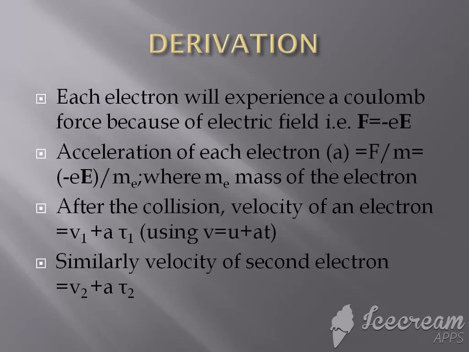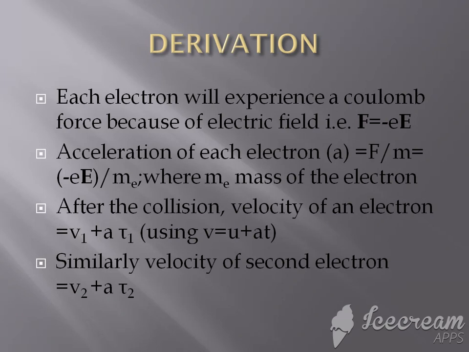The velocity can be given as V1 is equal to u1 plus a tau 1. Similarly, for the second electron, V2 is equal to u2 plus a tau 2. These are u1 and u2. So what is tau 1 and what is tau 2? This is not a simple time period or simple time. It is the time interval between two successive collisions when the electron collides with a positive ion. So the time interval for which it had traveled is tau 1. That is called relaxation time. That is the time interval between two successive collisions.